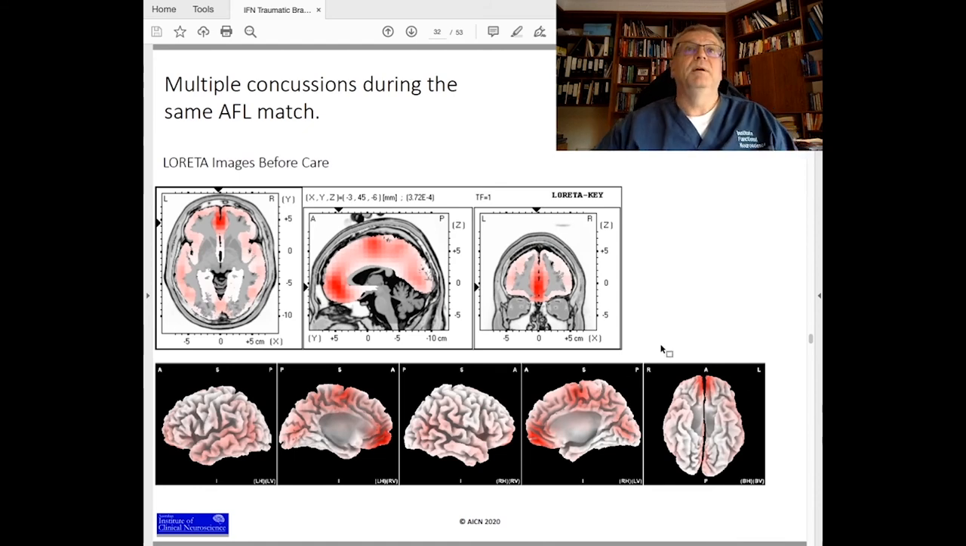This is an AFL player, and this is a demonstration of the massive diffuse effects that a concussion can have. Now, this particular player had more than one concussion in the same game. So he's quite lucky that he didn't have something more major than this, because you can see the damage here, the red is the bad areas and the white are good areas in this image. So you'll see that he's had wide-ranging diffuse injuries, which produced multiple and diverse symptoms in this person.